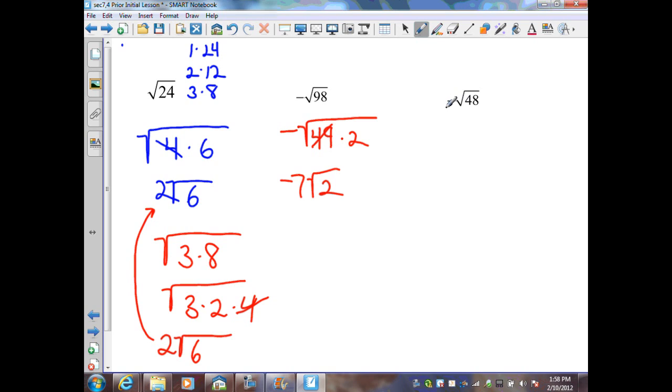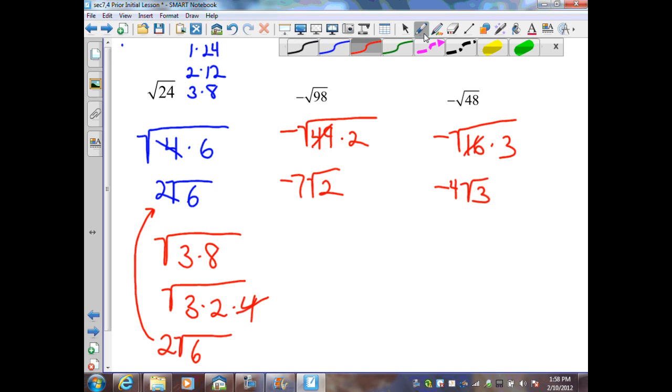Here, I have a negative square root of 48. The easiest way to break 48 up is to break it into factors such as 16 times 3. 16 times 3 is 48. 16 is a perfect square. The square root of 16 is 4. 4 times a negative 1 is a negative 4 square roots of 3.